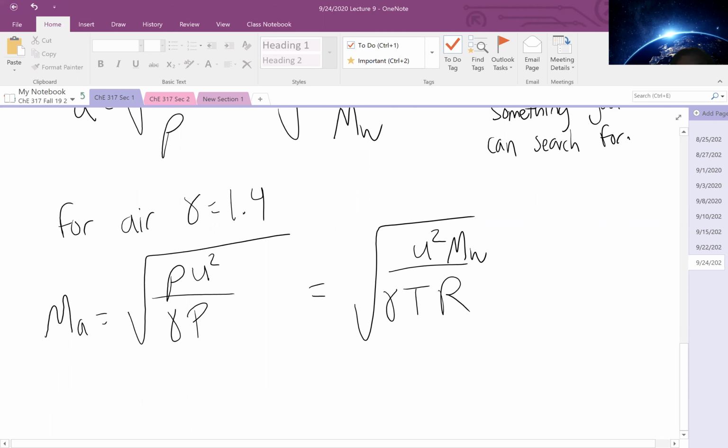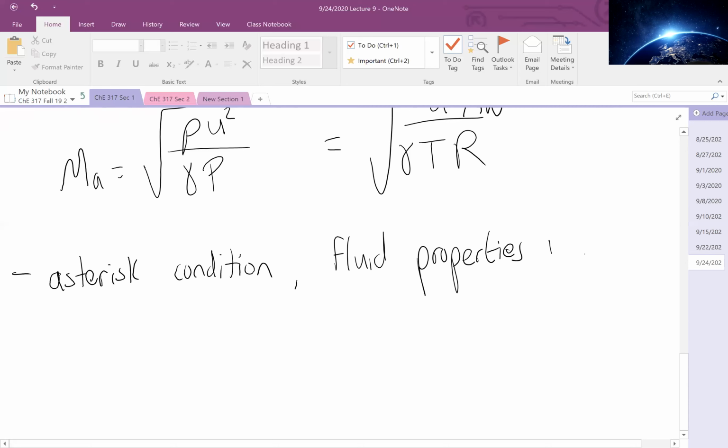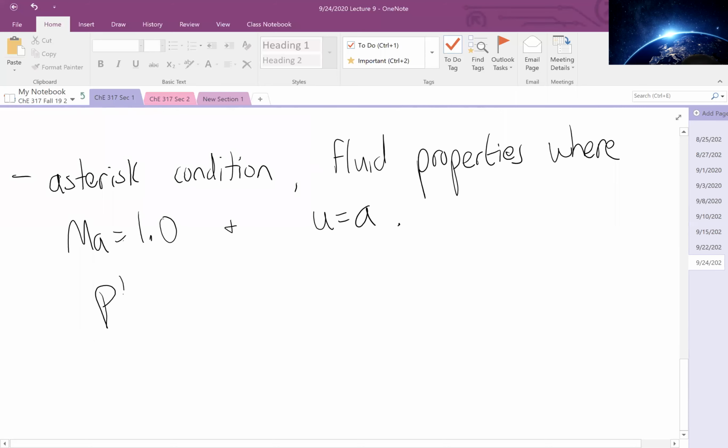And the last thing in this introductory section we talked about was the asterisk condition. This is essentially the fluid properties for a given system where the Mach number is 1 and the fluid velocity is its speed of sound. We denote these with an asterisk for a given flow system.